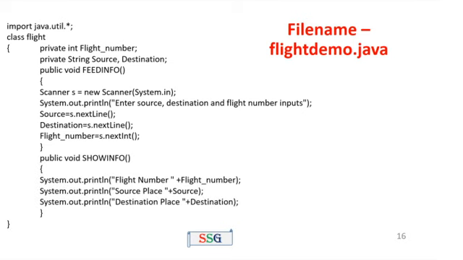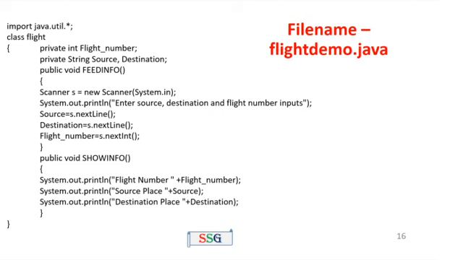The next function is showInfo. This method also does not return any value, so we have to put the return type as void. The method is public. System.out.println flight number, then it prints the value for the flight number. Then source place, it prints the value for the source variable. Destination place, it prints the value for the destination variable. Then close curly brace for the showInfo closing. The next close curly brace for class closing.